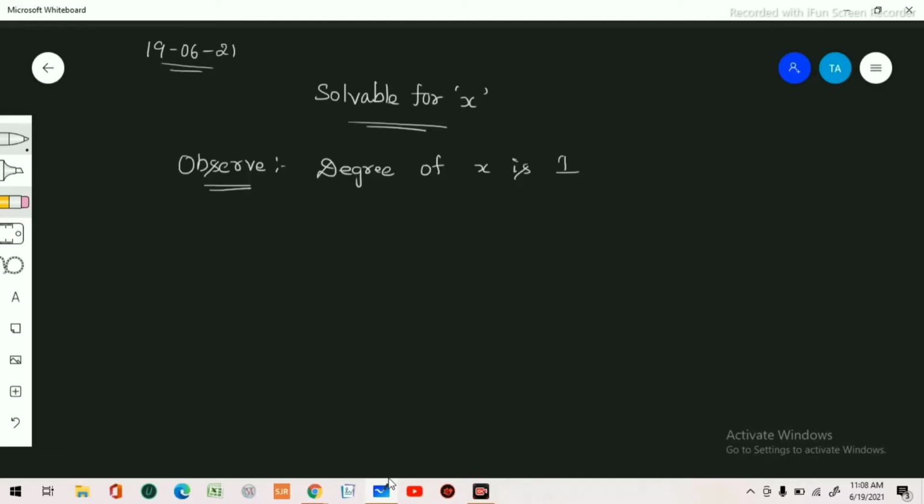The question will be asked in the question paper. In that question you should observe whether the degree of x is 1. Are you guys listening? Yes, sir. So in the given differential equation, what do you have to observe first?